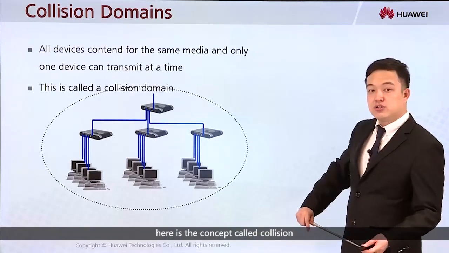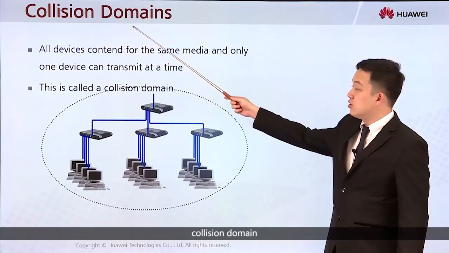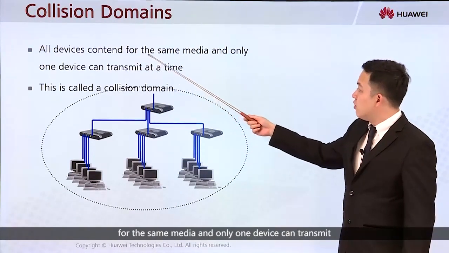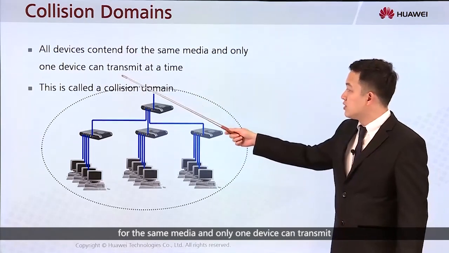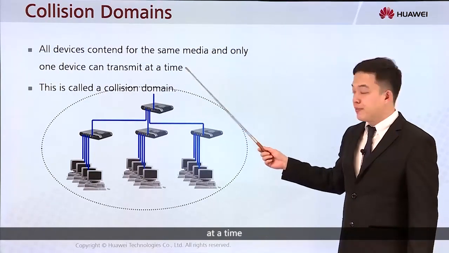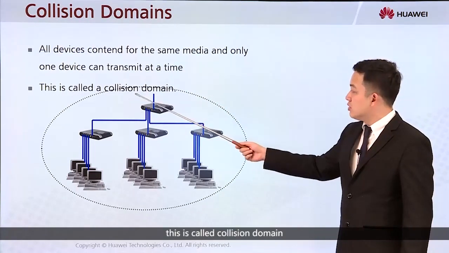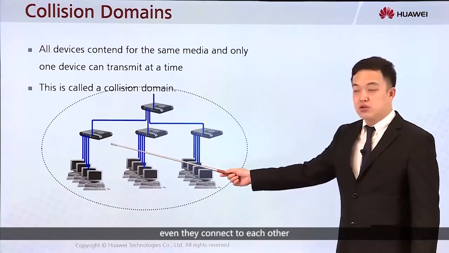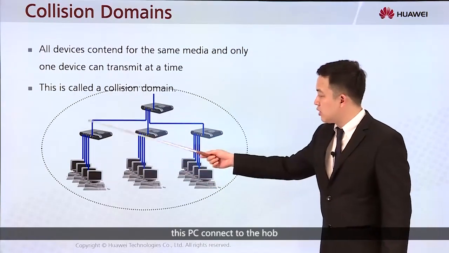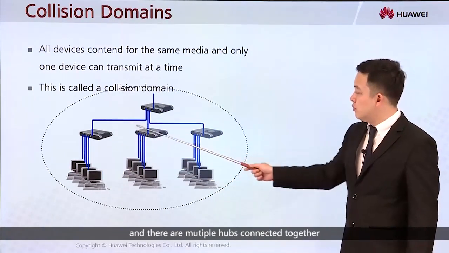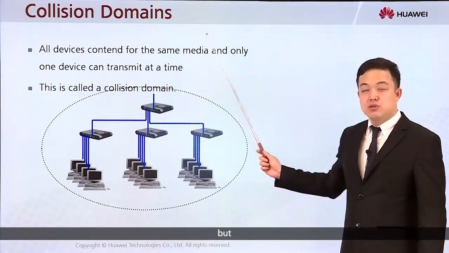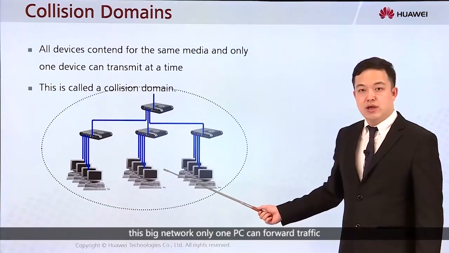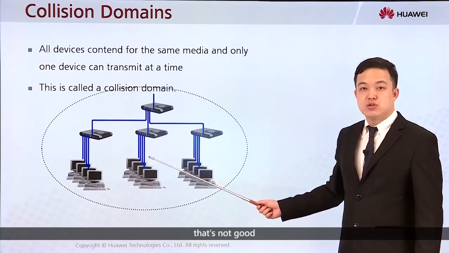Here is a concept called collision domain. All devices contend for the same media, and only one device can transmit at a time. This is called a collision domain, even when they connect to each other. This PC connects to the hub, and there are multiple hubs connected together. But in this big network, only one PC can forward traffic. That's not good.